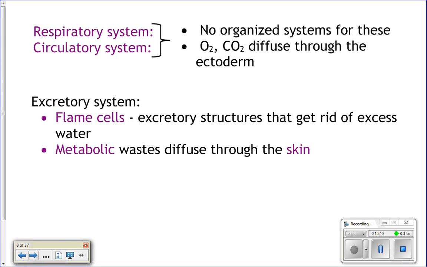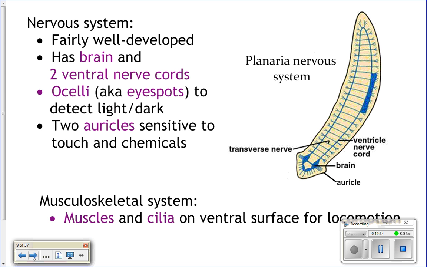Okay? And they've got 2 excretory pores up near their head region where they will get rid of the waste products. If you take a bunch of flame cells and you put them together, it's called a protonephridia, and it's essentially a kidney. Okay, so it's like filtering the body fluids of the worm. All right, so that's how they get rid of waste products.